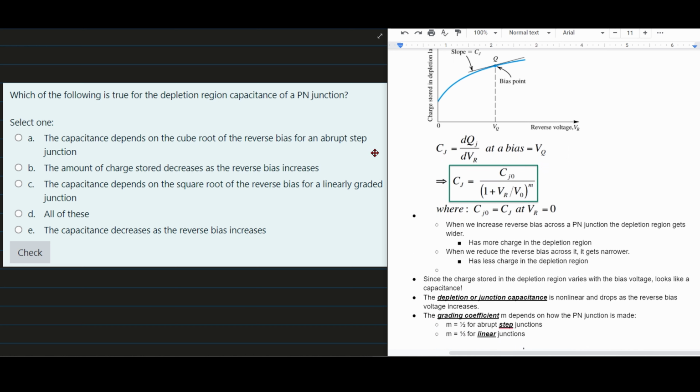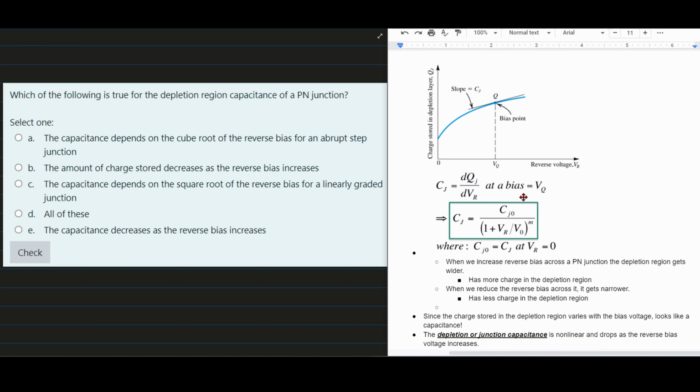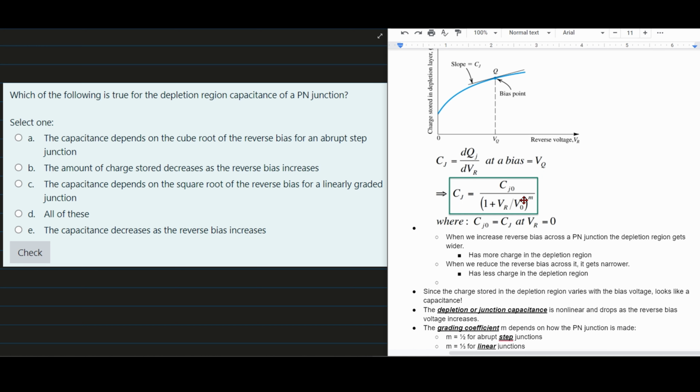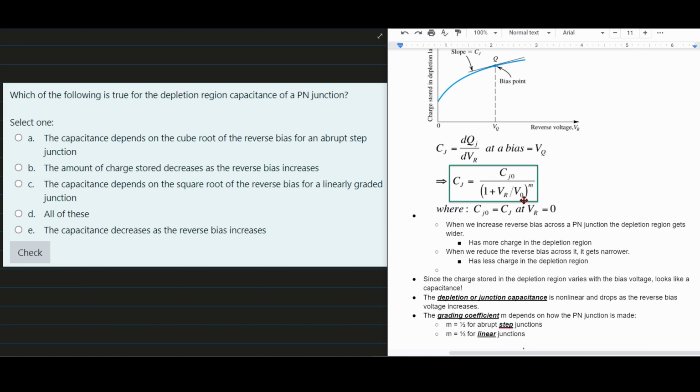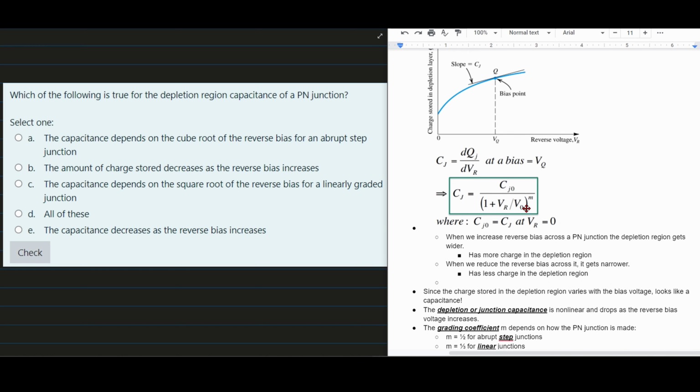So the first question says the capacitance depends on the cubed root, so that is like the cube root, of the reverse bias for an abrupt step function. When we look at our abrupt step function, there's not many notes about this inside of here. And so this is just told this is false right here. A is false.